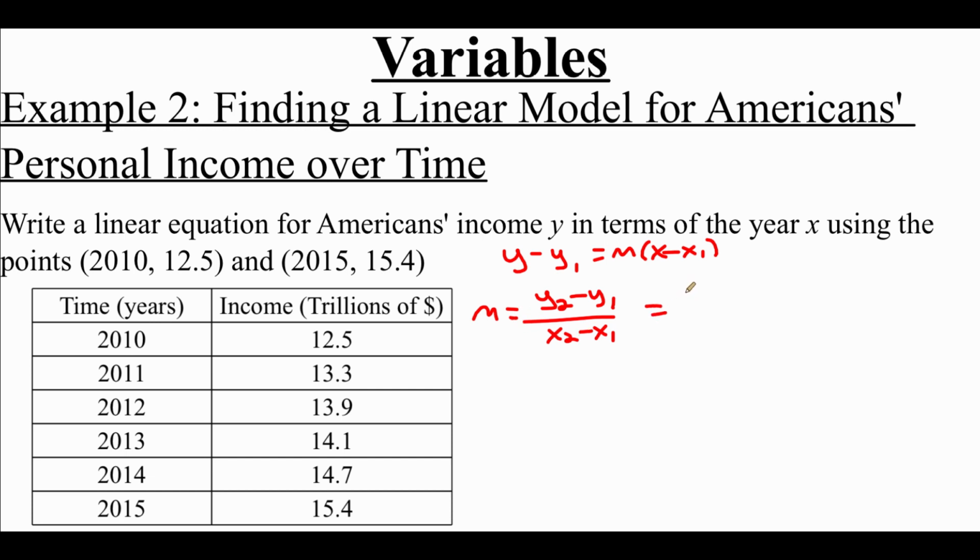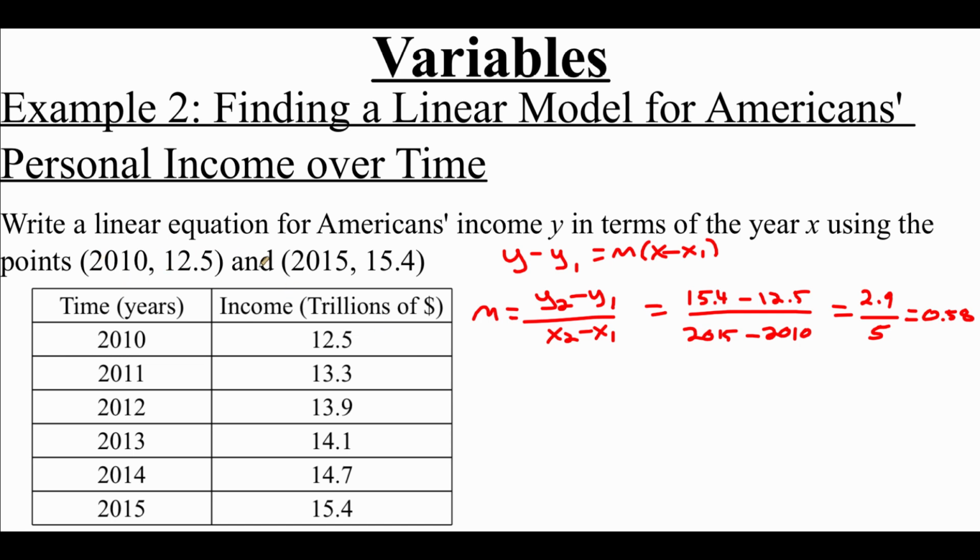So looking at the points that we're given, we're going to go 15.4 minus 12.5 on top. And then on bottom, we're going to go 2015 minus 2010. So across the top, we're going to get 2.9. And on bottom, we're going to get 5. And if we take 2.9 divided by 5, we're going to get 0.58. So the slope of this equation is going to be 0.58.